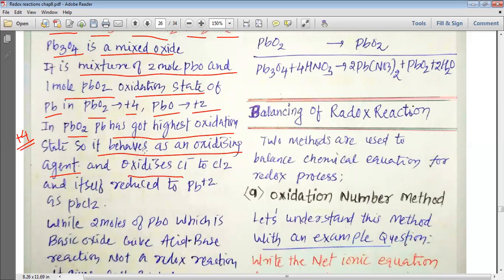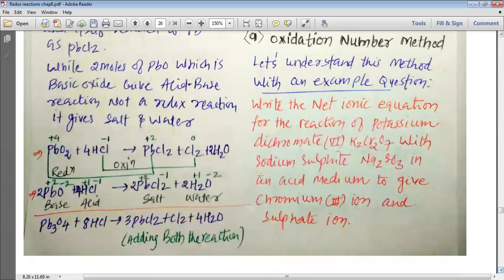And thus it oxidizes Cl minus. So this PbO2 oxidizes the Cl minus from HCl to Cl2 and itself is reduced to Pb plus 2 as PbCl2. So when PbO2 reacts with HCl, it converts itself into PbCl2 and converts 2Cl minus to Cl2.